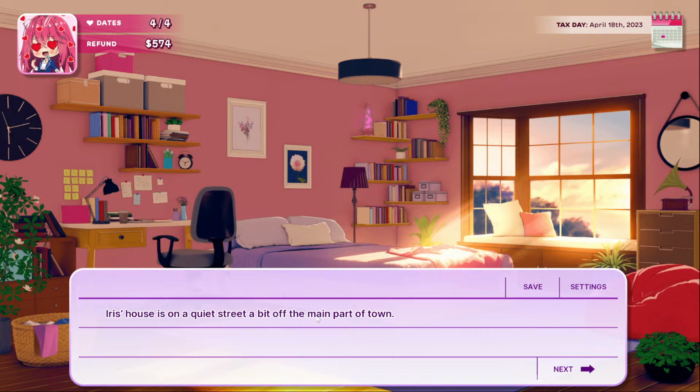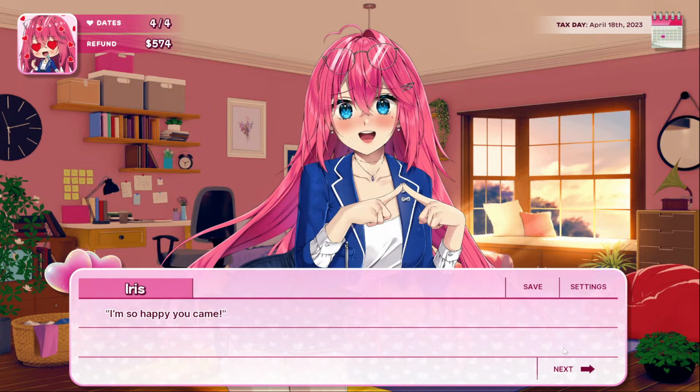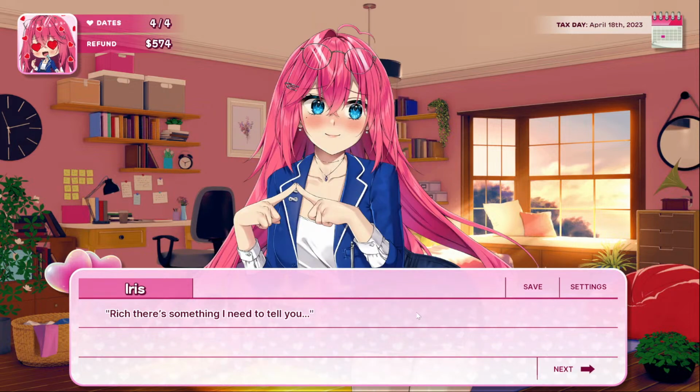The house is on a quiet street. I feel that she well loves space from the corner chairs. Ours looks lovely in the warm sunset streaming through the window. Hi, Rich. She glances away bashfully before looking back at me. I'm so happy you came. Looking forward to this moment for so long. But it's just been 4 days. Sure. Oh, never mind.